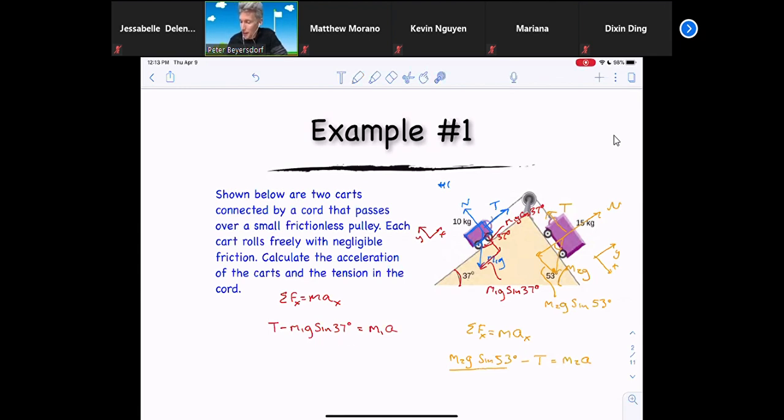And now I've got two equations. The first equation had tension and acceleration, which I didn't know. And the second equation has tension and acceleration. So I have two equations and two unknowns. So I can solve for those things. Let me start with this first equation, and I'm going to bring this term onto the right to solve for tension. It's going to equal m1a plus m1g sine of 37 degrees.